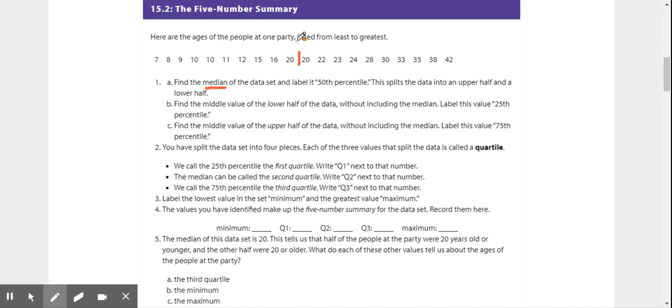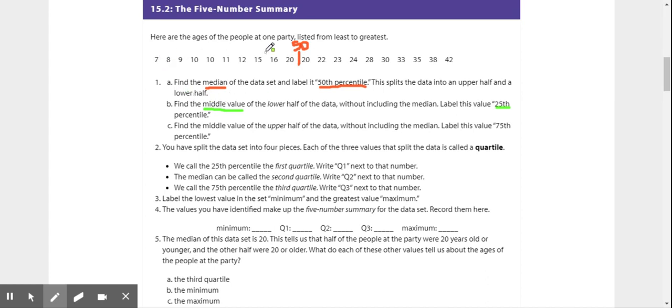They're both 20, so this is going to be our median. 20 is our median, and they ask us to label that the 50th percentile, so I'm just going to put 50 here. It splits the data into the upper half and the lower half. Now, this is the new information. They want us to find the middle value of the lower half, and we're going to call that the 25th. They say don't include the median, so we're not going to include 20 in the scores because our median is 20.